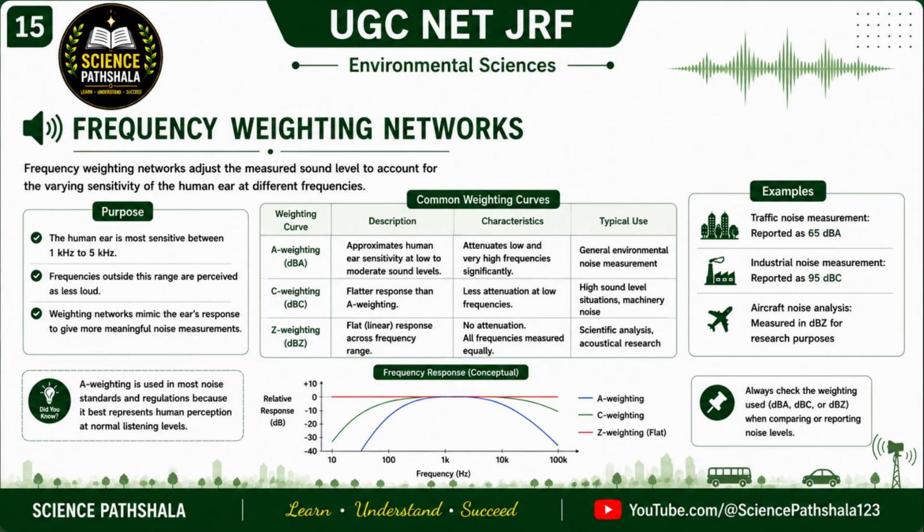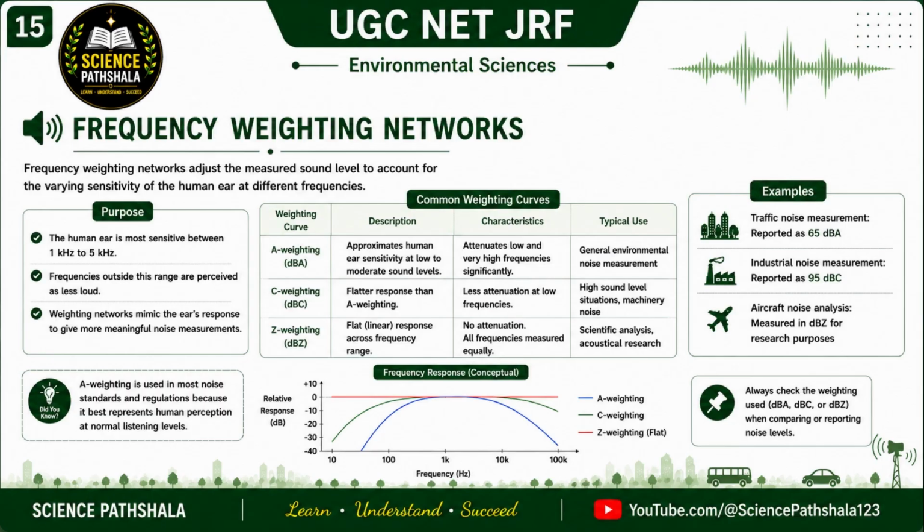Second is C weighting, written as dBC. C weighting has a flatter response compared to A weighting and gives less attenuation at low frequencies. It is mainly used for high sound level situations such as industrial machinery, explosions and heavy equipment noise. Third is Z weighting, written as dBZ. Z weighting is a flat or linear response. In this case, all frequencies are measured equally without any adjustment. It is mainly used for scientific analysis and acoustical research.